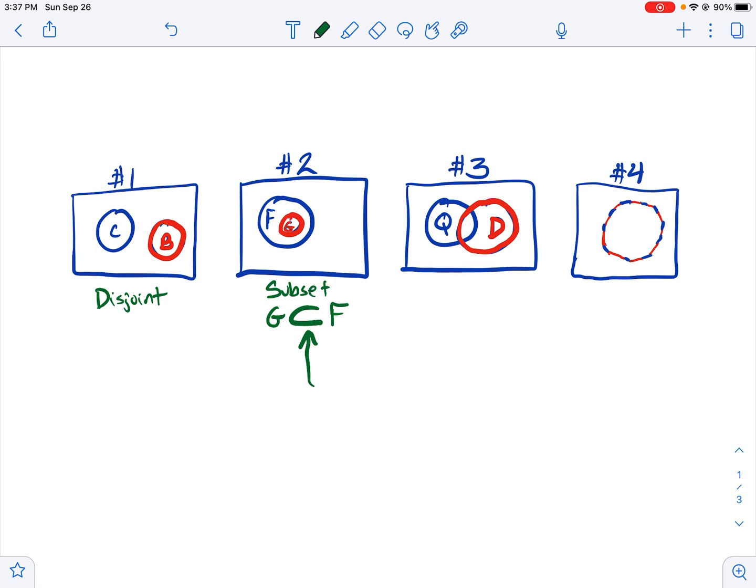In number 3, Q and D are overlapping. There are some things they have in common, but there's also some space right here that D has some things that Q doesn't have, and here Q has some things that D does not have. And finally, number 4 is an example of equivalence or equivalent sets.